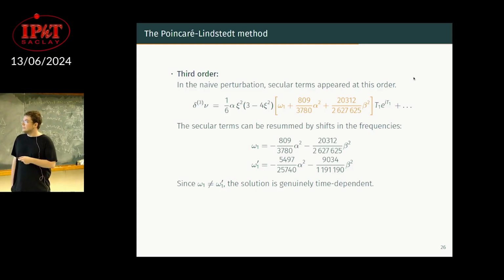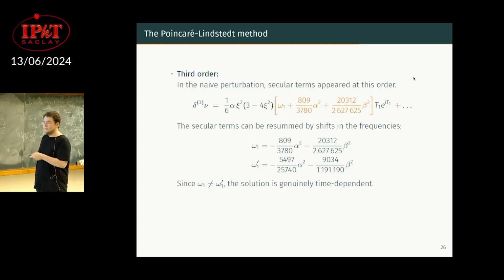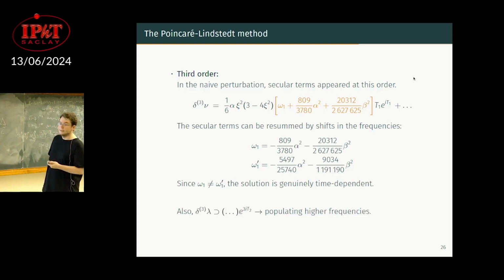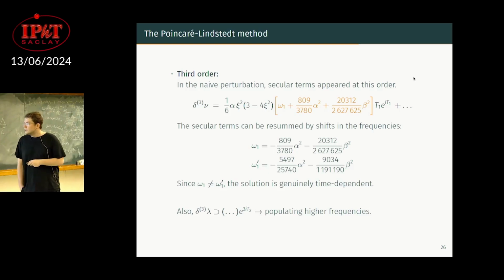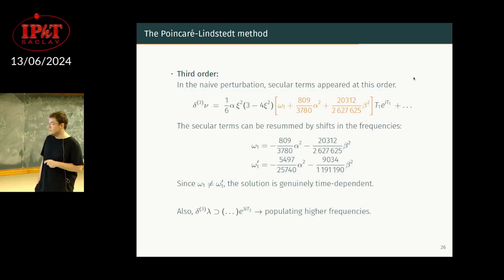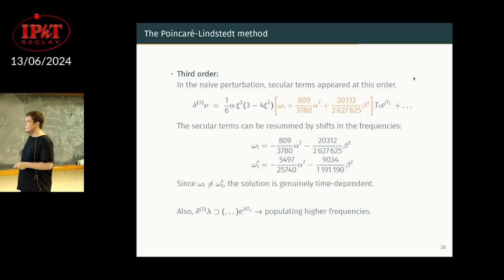And so what we notice is that those two frequencies are not equal. Their difference is different from 0. And that means that's a confirmation that the solution is genuinely time-dependent. And indeed, we can break away from the spatial locus using this method. Also, I want to point out that at third order in the lambda scalar, we have a frequency of order 3t2. So it corresponds to 18t when we come back to the original t variable. And you see that we start to populate higher frequencies. There's a non-zero term in front of this frequency.